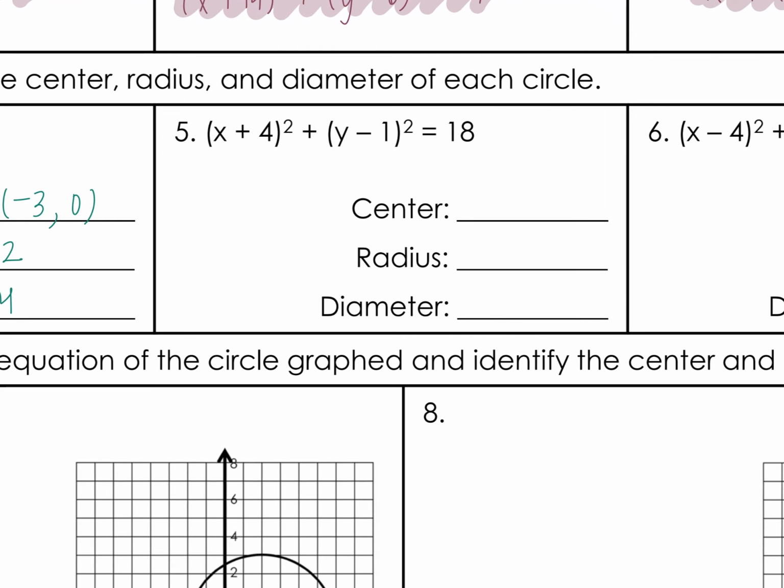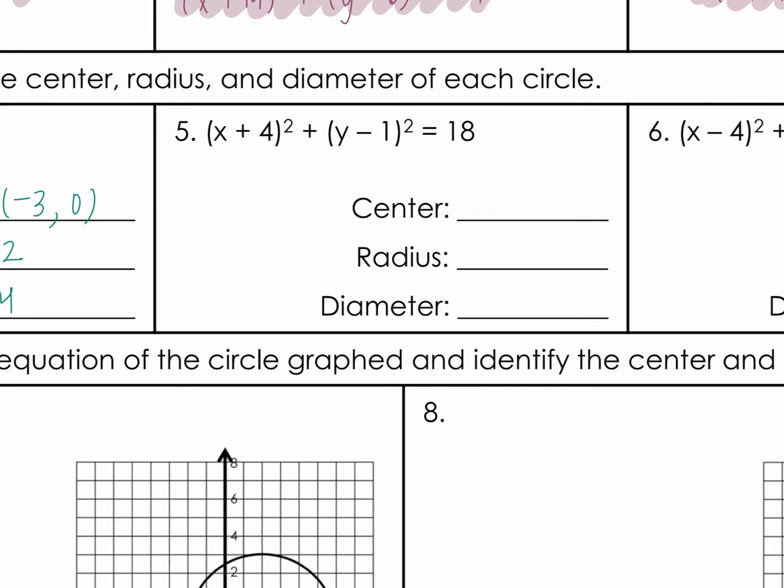Okay, moving into number 5 here. For our center, we're looking at our h and our k. And so remember, when you're looking at the equation, if it's showing positive, you should be writing negative for the center. And if it's showing negative in the equation, you should be writing positive for the center. So here I would have -4, 1 as my center.